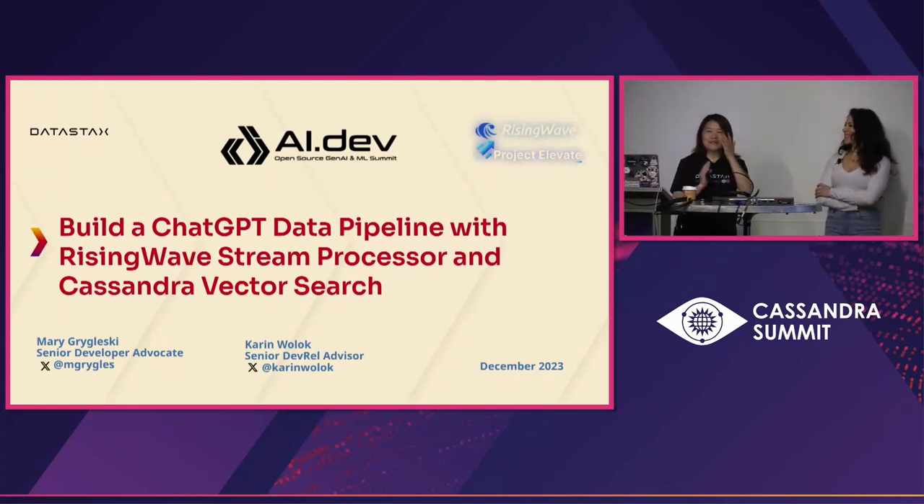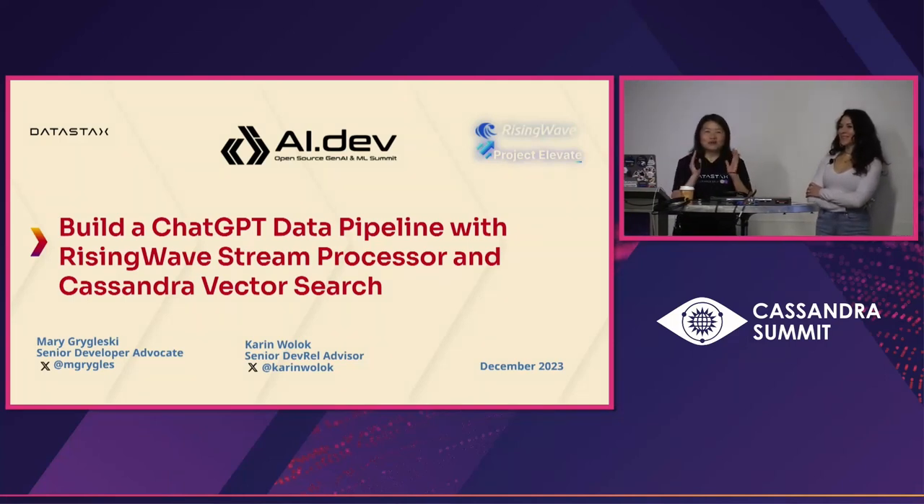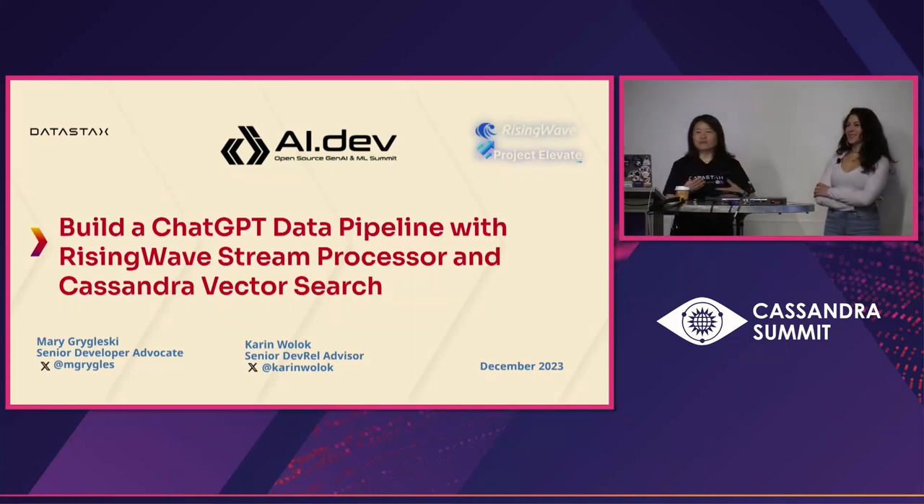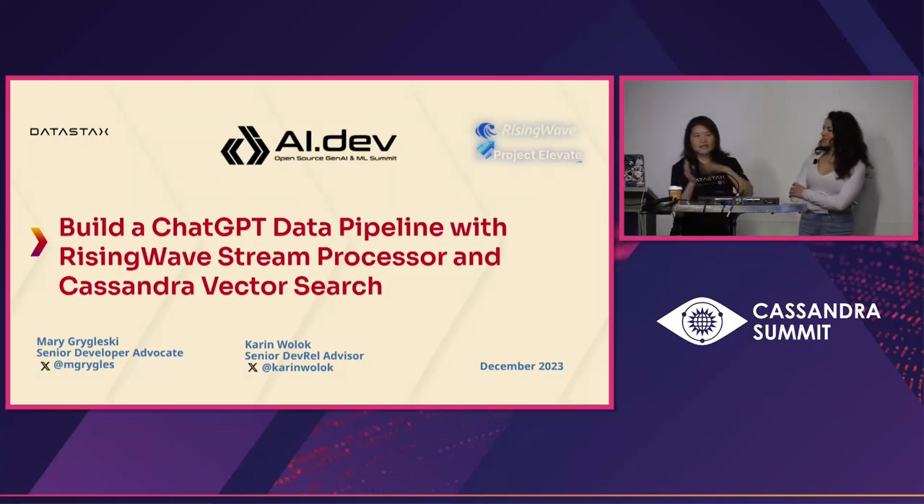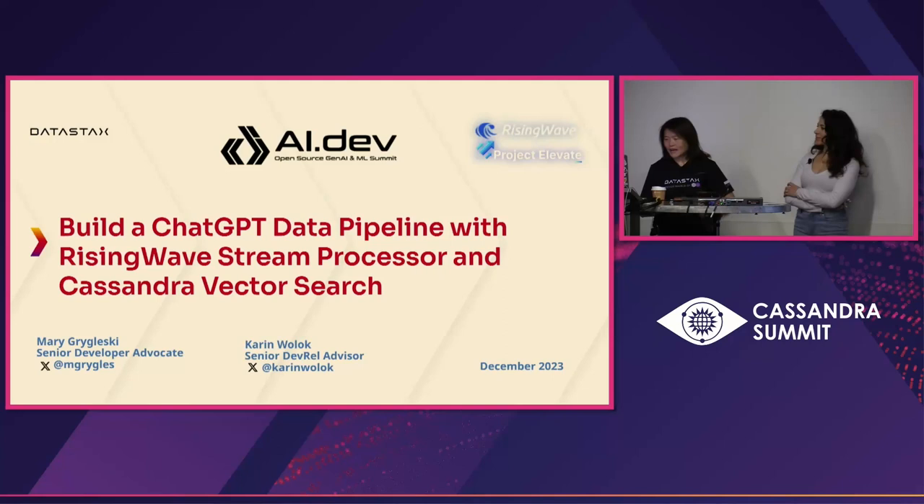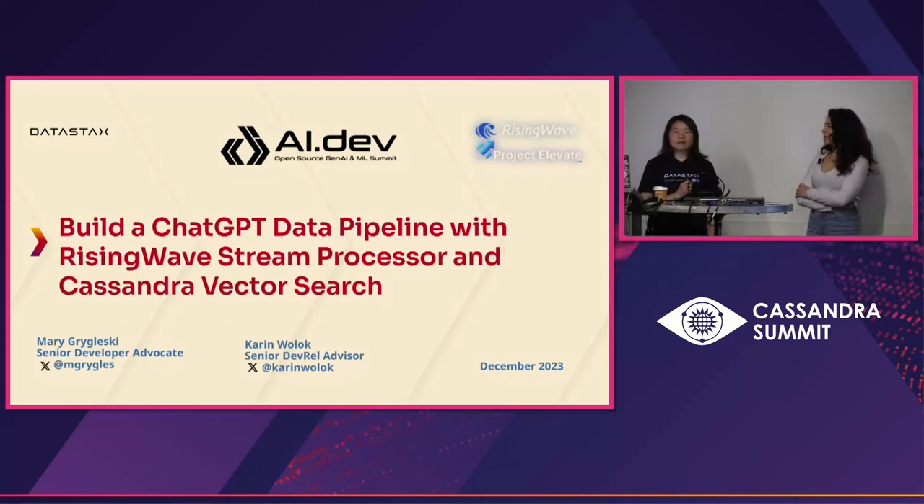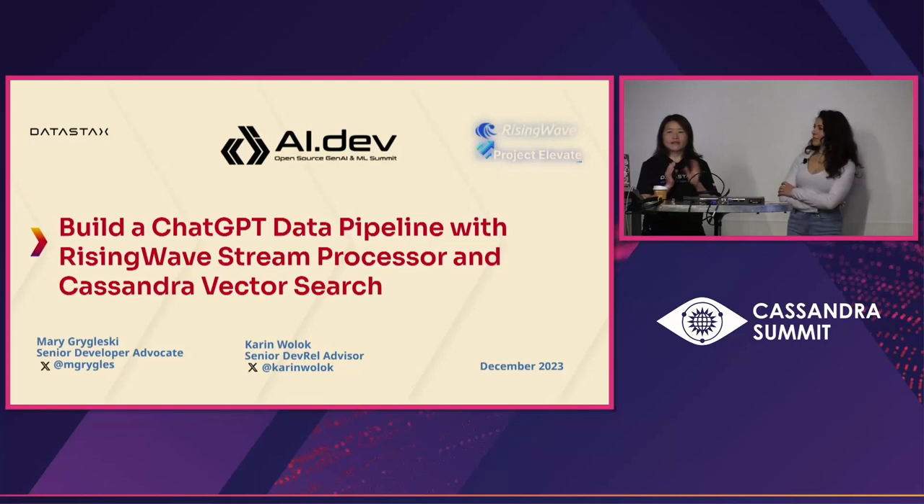And I hope it will be a very productive one for you, that what we'll be talking about will be helpful in what you're looking for in the direction of GenAI, stream processors, all of these things that are happening. So our talk is about building a ChatGPT data pipeline with RisingWave stream processor and Cassandra vector search. It's a bit of an exploratory kind of talk too.